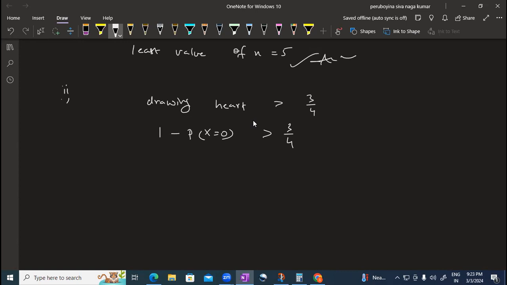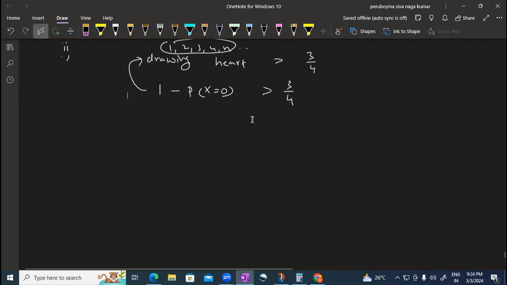Again, I am repeating. The situation is you must draw a heart either 1 time, 2 times, 3 times, 4 times, any number of times. So what is missing here in these numbers 1, 2, 3, 4, and so on, n? 0 is missing. The sum of probability, we know, is 1. So 1 minus P of 0 will represent all these cases. So that's why I took it like this. So this value will be 1 minus 3/4 is below P of X equal to 0.